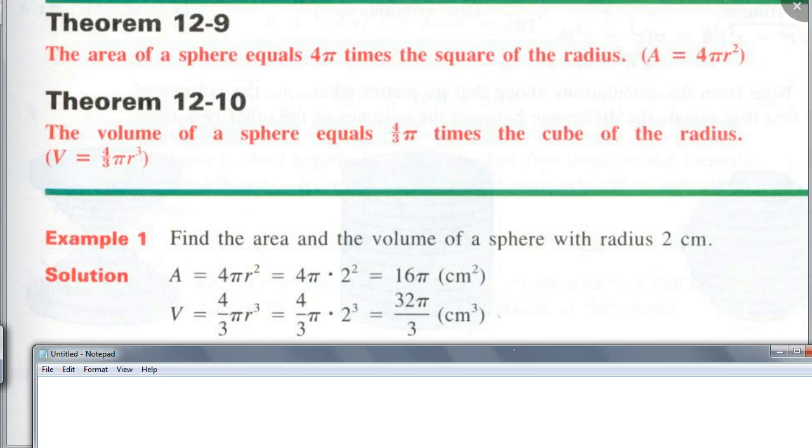Very good. Now, did you all put down the correct units for the area? Centimeter squared? You were supposed to. And for the volume, did you put down centimeter cubed? Yes. Okay, good. Let's try one more.